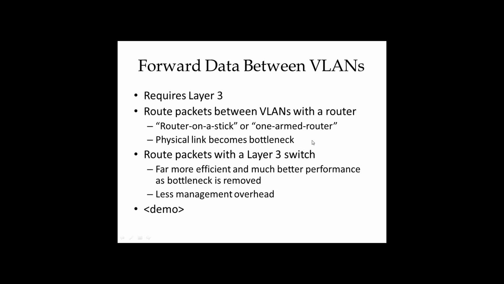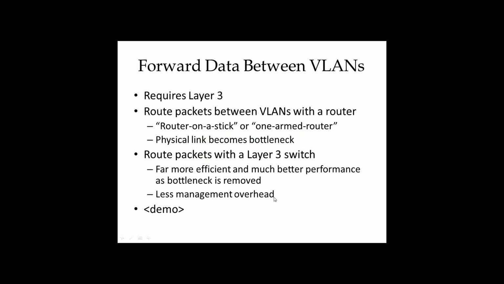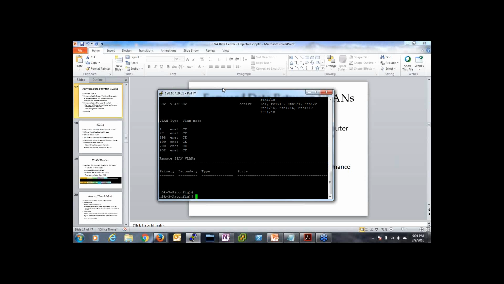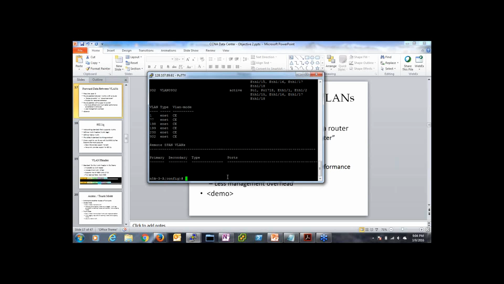Let's see. Now, let's go back to this. Well, first of all, I'm going to pull up a different switch here, and we just want to take a real quick look at different VLANs on a machine. This particular switch already has some VLANs configured on it, but we can always create a VLAN. It's very easy to do within a switch.